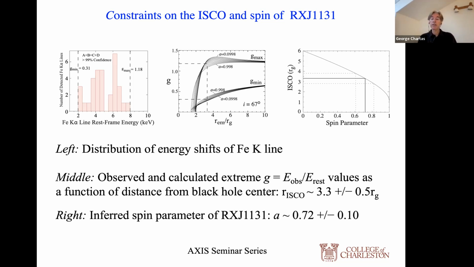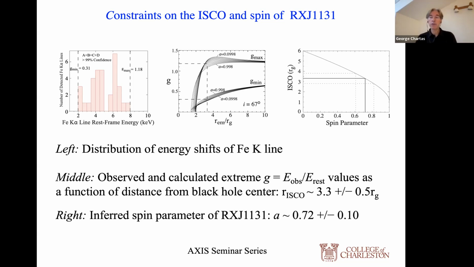And then once you know what the ISCO radius is, you can calculate what the spin parameter of this black hole is. So for the first time, using microlensing, we have constrained the spin of a black hole, and this one is at a redshift of 0.658. And this technique can be used more efficiently by AXIS to constrain the spins of a variety of black holes at different redshifts.